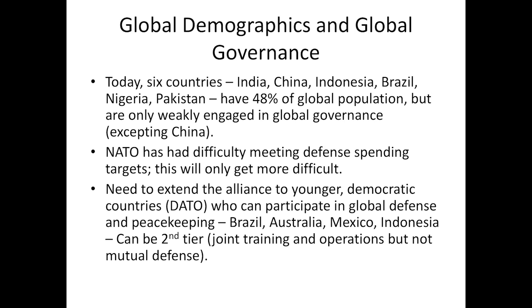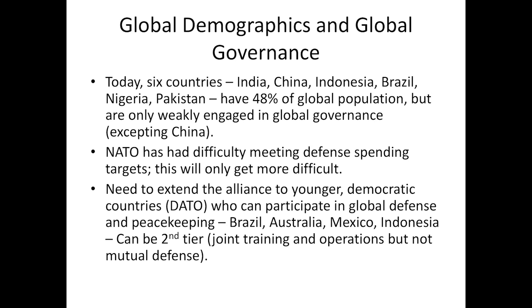Six countries today have 48% of global population. And yet those six countries are only weakly engaged in global governance. China is setting up its own versions of development banks and regional associations because it feels left out of the World Bank, IMF, and other global institutions. NATO, the defense organization that we've been relying on to try and create order in places like North Africa and South Asia, has had difficulty meeting defense spending targets. As the population of Europe gets older, this will only get more difficult.